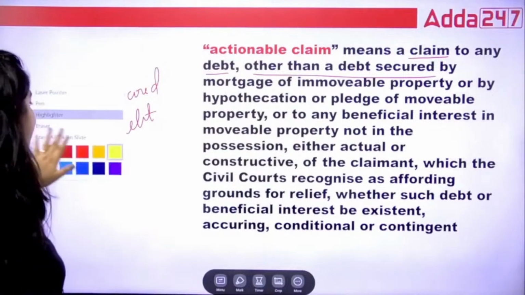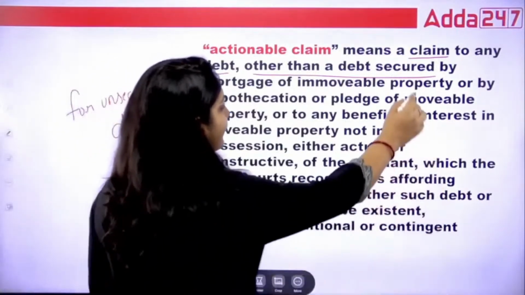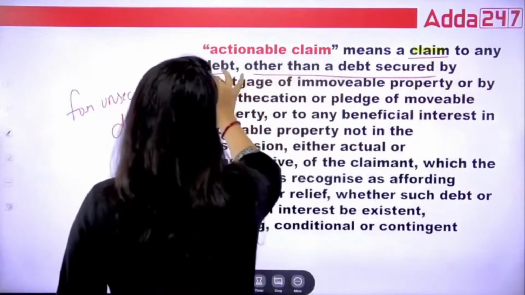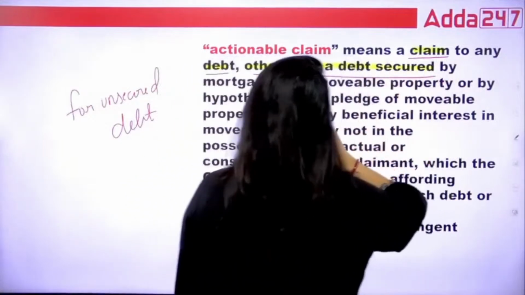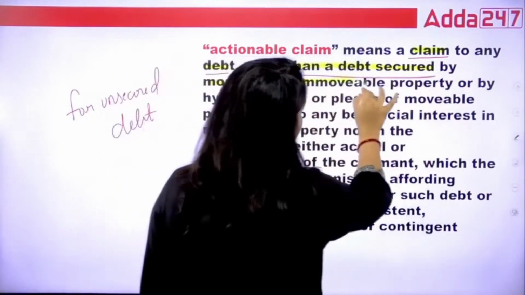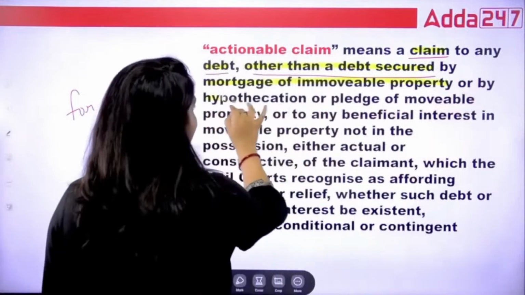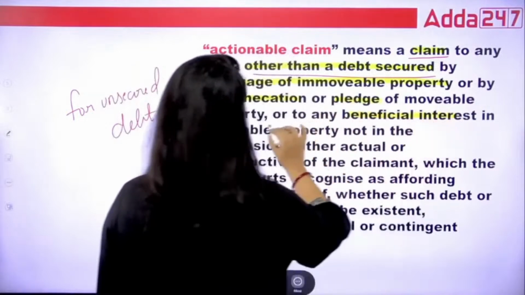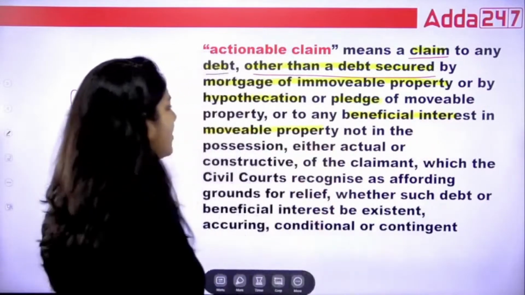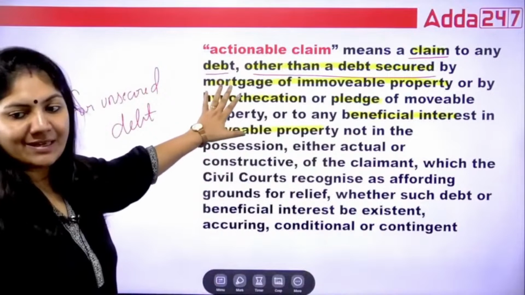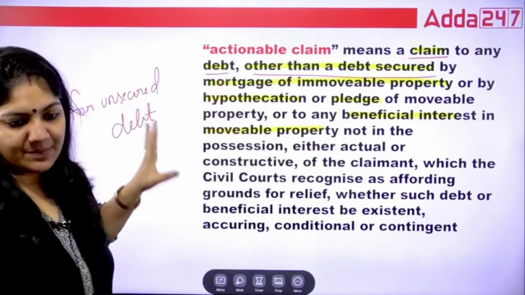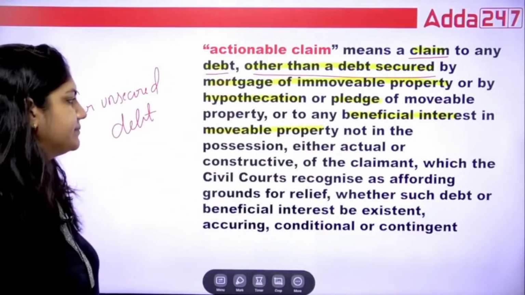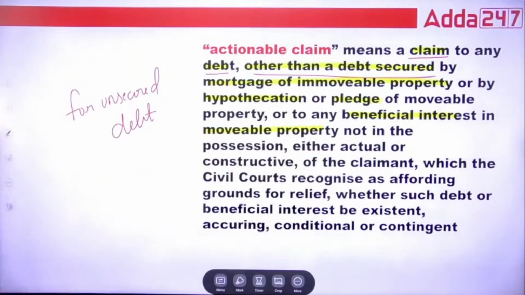So what is written in the theme? A claim to any debt other than debt secured by mortgage of immovable property or by hypothecation, pledge of movable property, or any beneficial interest in the movable property not in possession. It means we cannot claim actionable claim in this example. So this is your actionable claim.